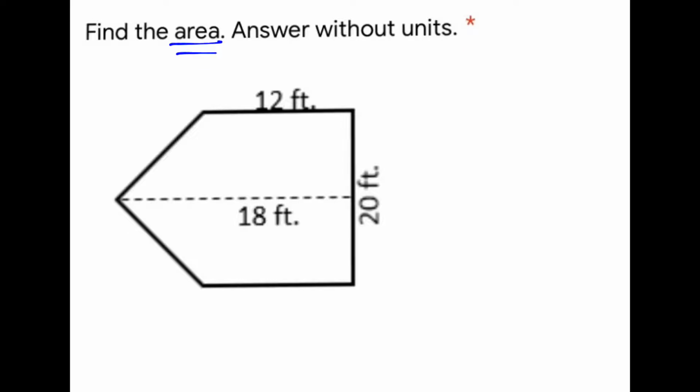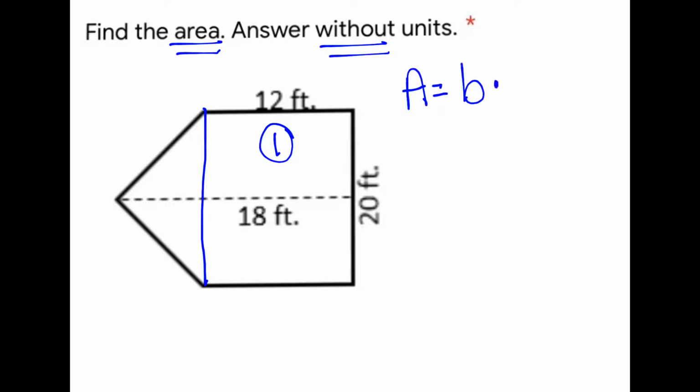Find the area. Answer without units. This is the area of a trapezoid. This is actually not a trapezoid. This we need to break into two different sections. So first we need to find the area of the rectangle. Area of 1 is going to be your base times your height.